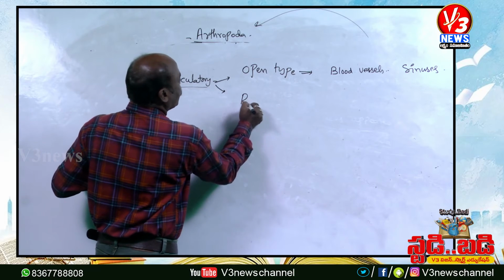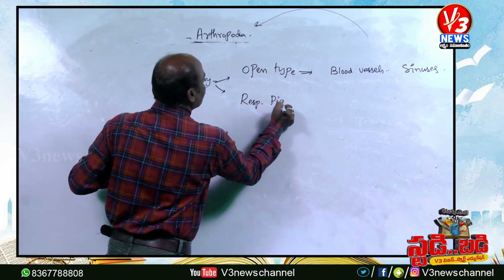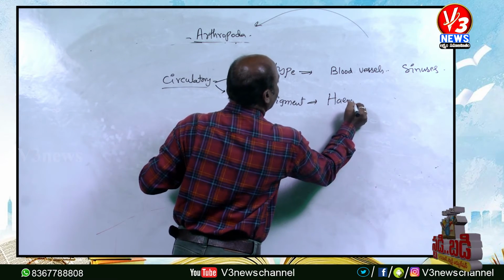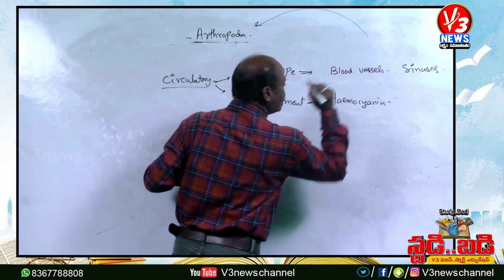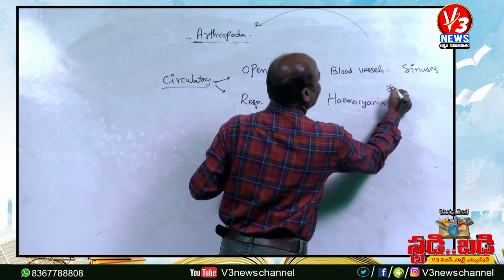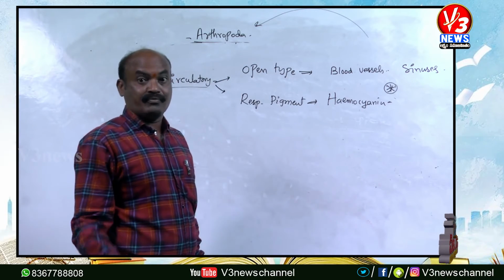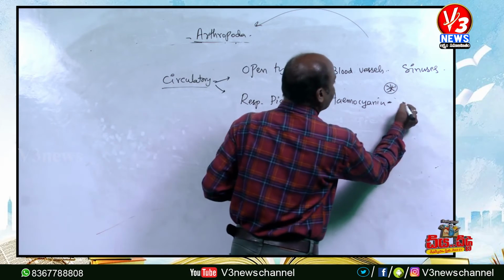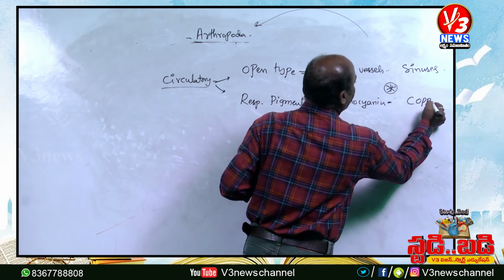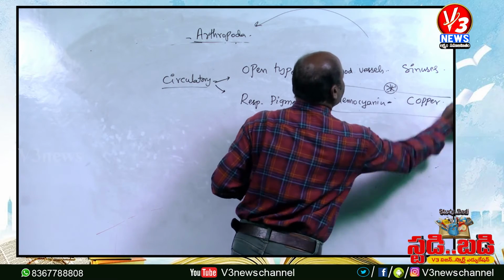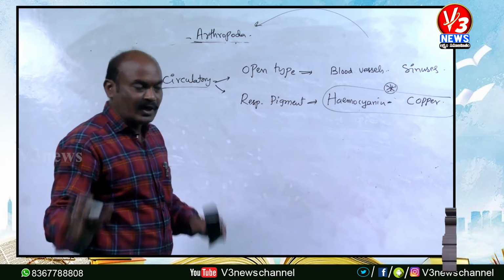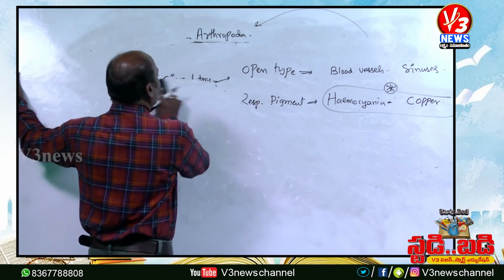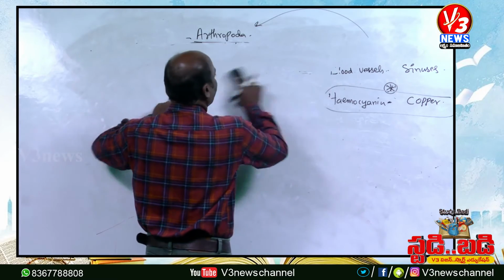Then coming to the respiratory pigment. The respiratory pigment is hemocyanin. Hemocyanin contains copper. Very important point for NEET. The hemocyanin is the respiratory pigment which contains copper. So the copper containing respiratory pigment is hemocyanin.